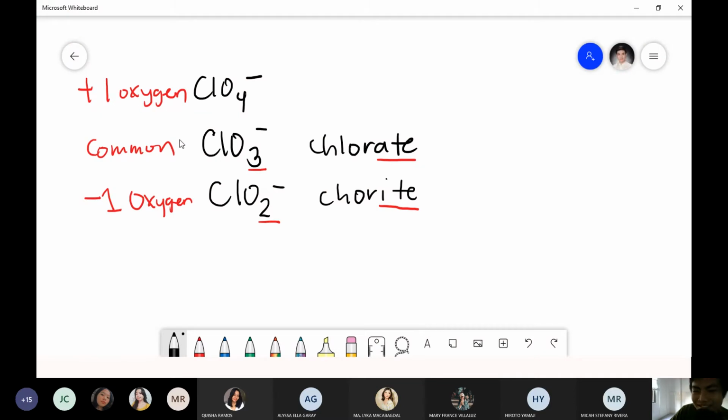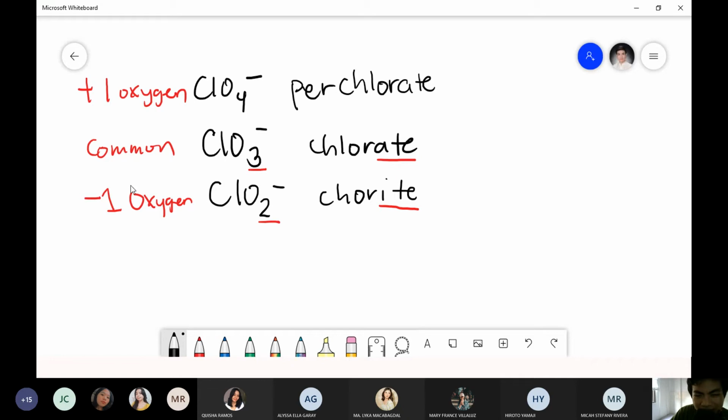So if you add one oxygen to your common, you will need to use the prefix per. Per, not P-U-R-R, just P-E-R. You just add the prefix per and you copy the name of your common. So, perchlorate. Per, this is the oxyanion that has the most number of oxygens.